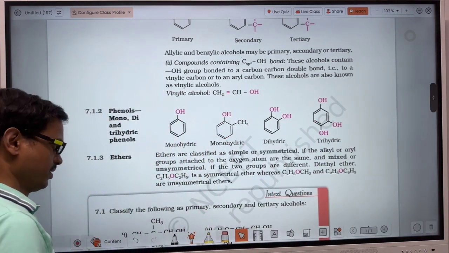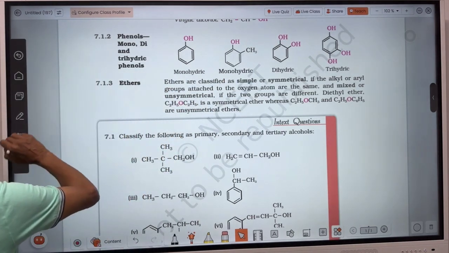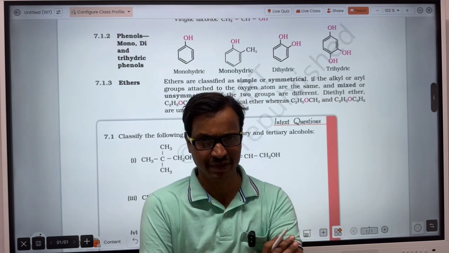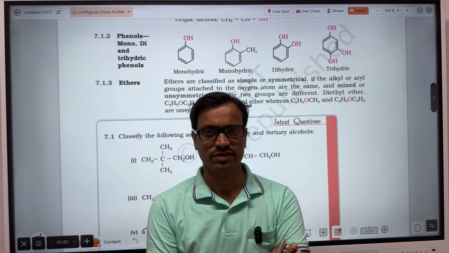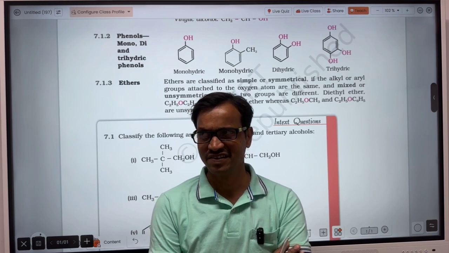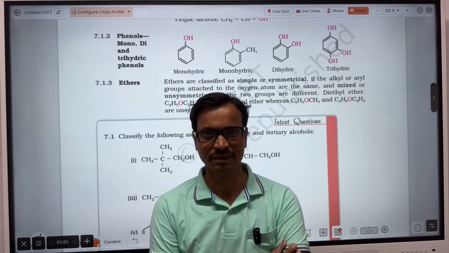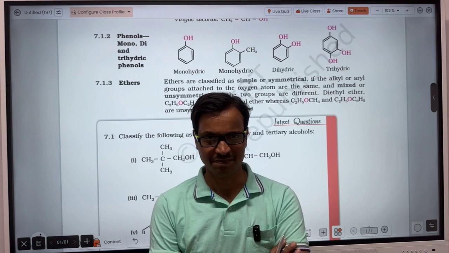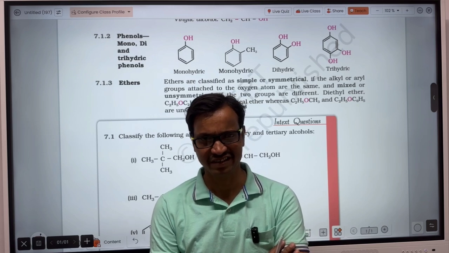Now let's see the classification of ether. Ether is classified into two parts: simple ether, also called symmetrical ether, and mixed ether, also called unsymmetrical ether. Ether is classified into simple ether and mixed ether. Simple ether is also called symmetrical ether, and mixed ether is called unsymmetrical ether.